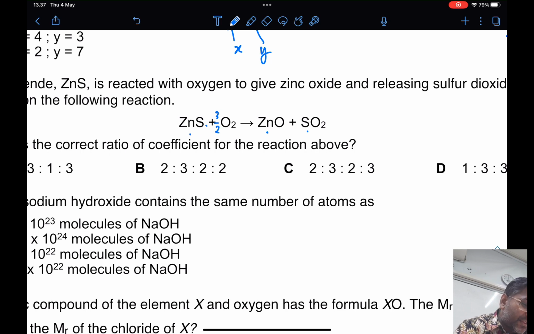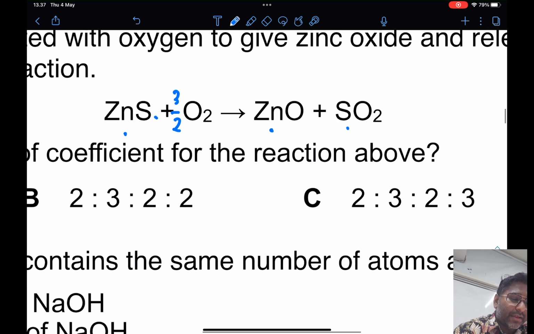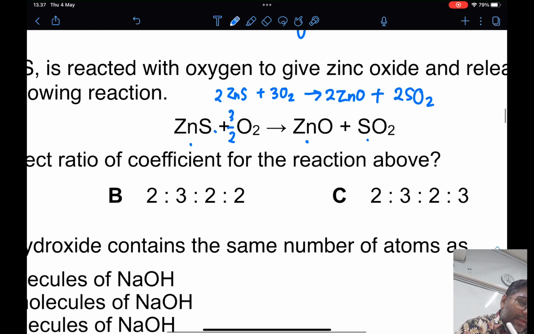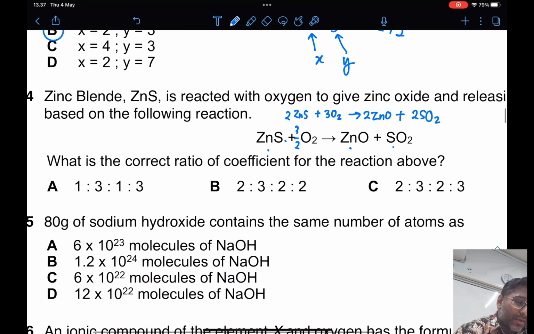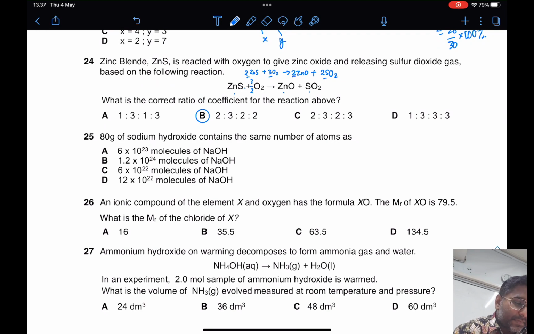there's only 2 oxygen, so you just need to put 3 over 2. 2 and 2 will cancel, you get 3. So you times everything by 2, so you have 2 zinc sulfide and then 3 O2 to give you 2 zinc oxide and then 2 SO2. So the coefficients will be 2, 3, 2, 2. This will be the answer. Now next.